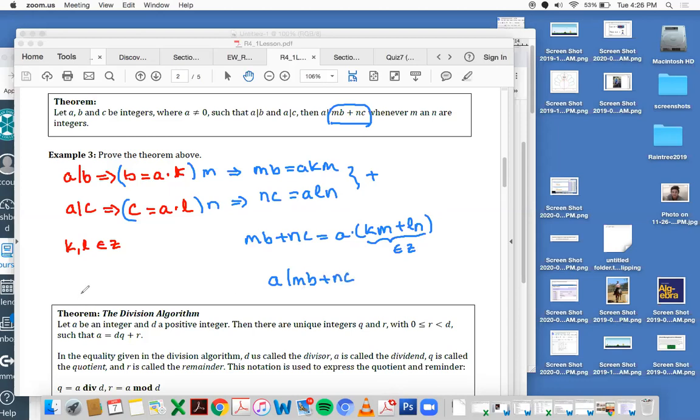Okay? So this says if A divides B and A divides C, A is going to divide any linear combination of those numbers B and C. So it's a more generalized theorem than parts 1 and 2 combined above. All right, any questions with this one?